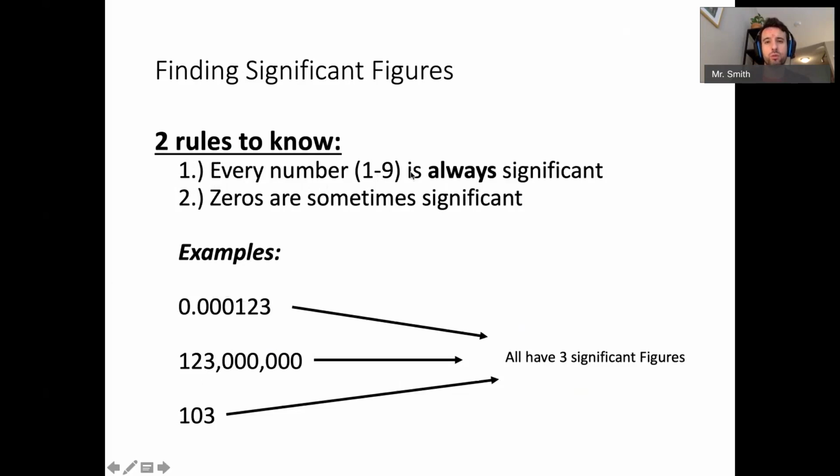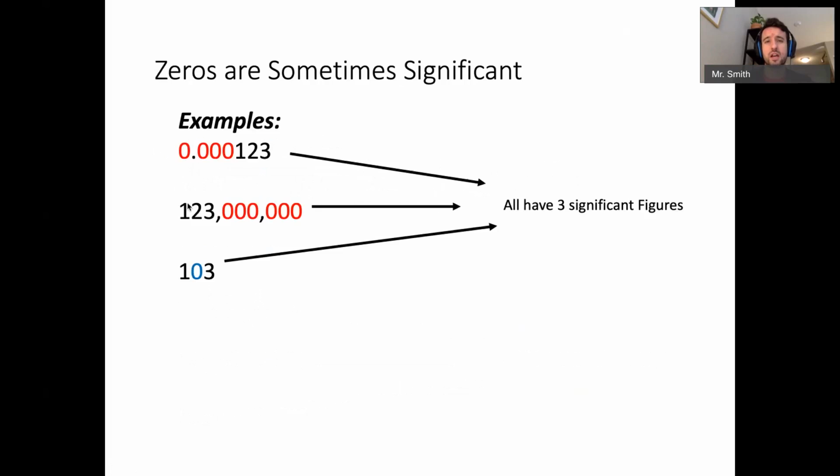Number 9. So the 1 here could be 1, 2, 3, 4, 5, 6, 7, 8, or 9, and it would have still been significant. And same for the 2 and the 3. So there are 3 different types of zeros we'll see in problems.